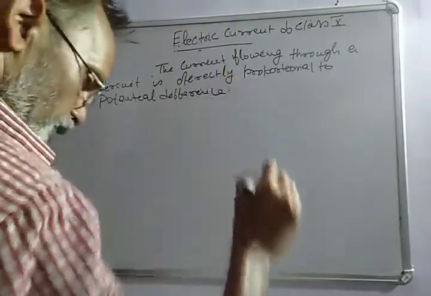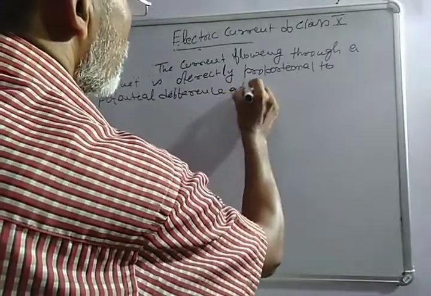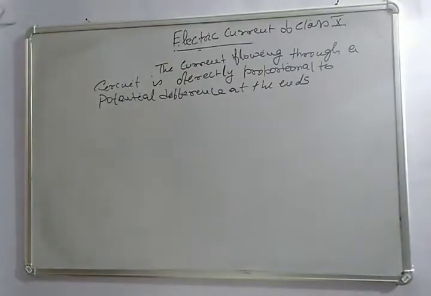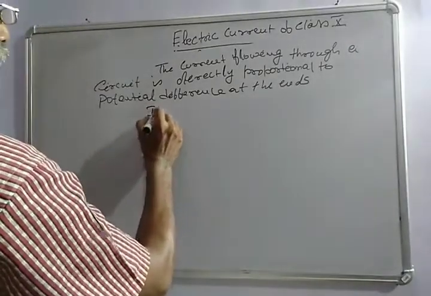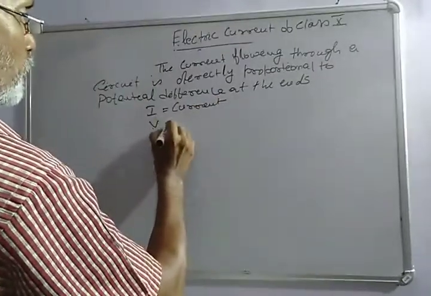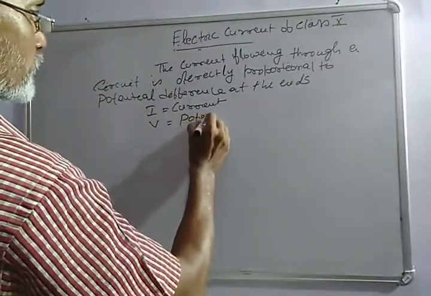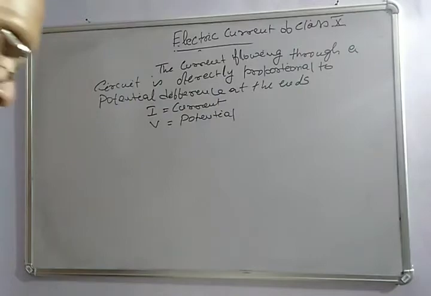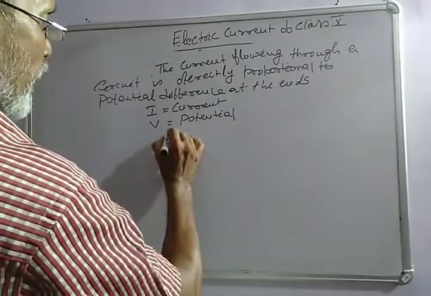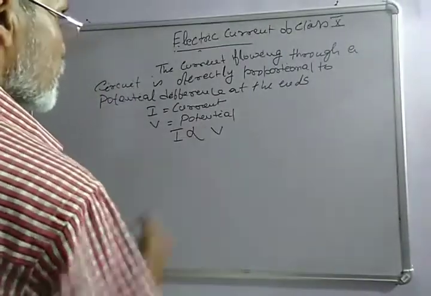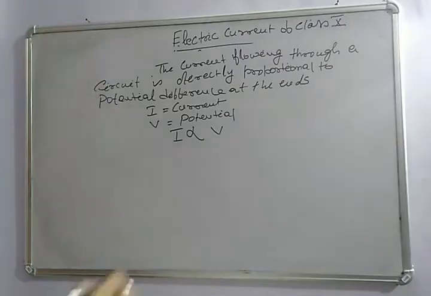Potential difference at the ends. So this is known as Ohm's law. According to this law, if I is the current flowing and V is the potential difference, then according to Ohm's law, I is directly proportional to V.